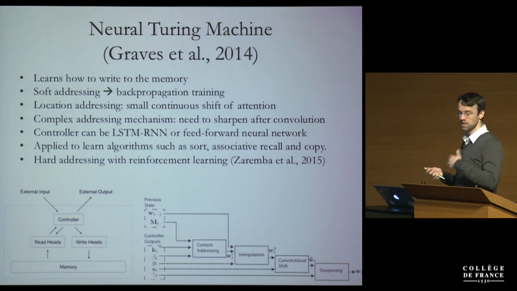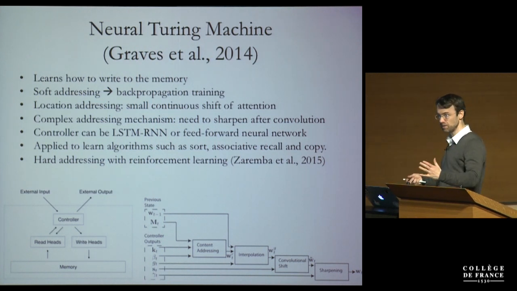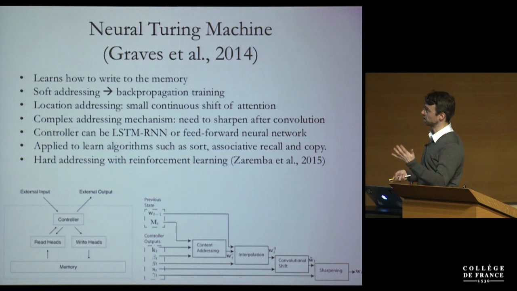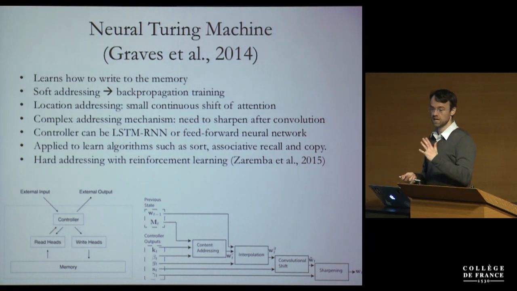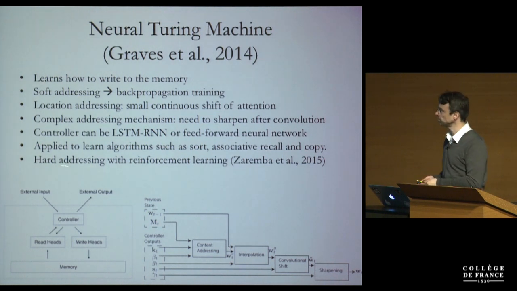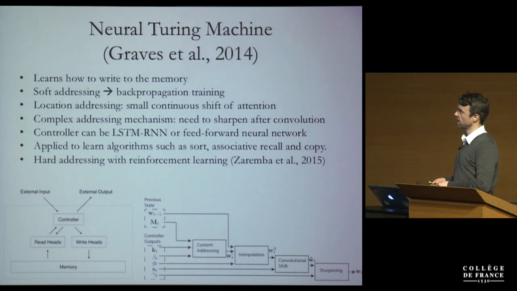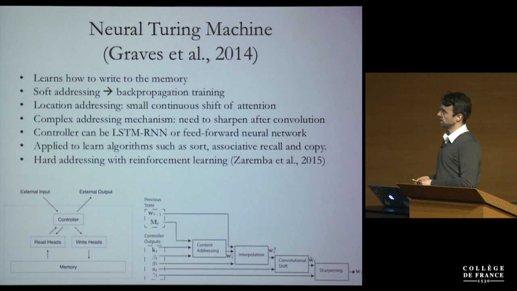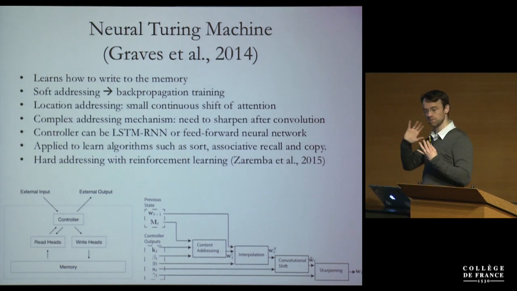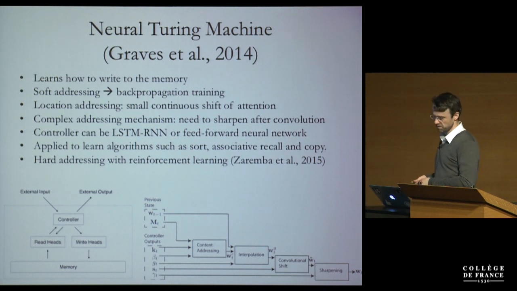So they have the content-based addressing like you have in the memory network, but they also have location-based addressing too. So they're able to say, okay, I want to access the memory location 1 over from the previous one. And the controller in this case, they're going to use an LSTM for that. They also did try a simple feed-forward model. And again, it's all differentiable, and the addressing mechanism is soft, so they can train with backpropagation. The model is quite elaborate.